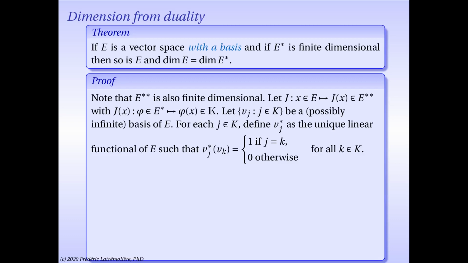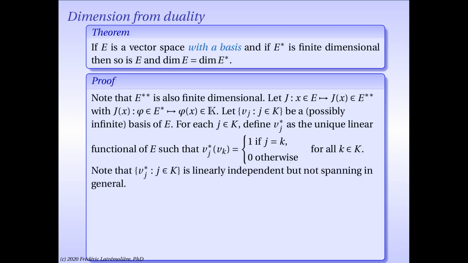Now, this is exactly what we've seen when we were working with dual bases, and in fact I could apply the proof of linear independence of dual bases exactly unchanged here to conclude that indeed V star j for j ranging over K is a linearly independent subset of the dual space of E. However, I cannot conclude that it is in general spanning.